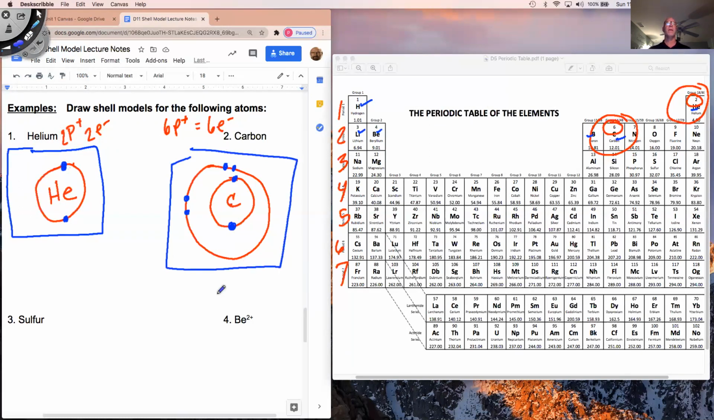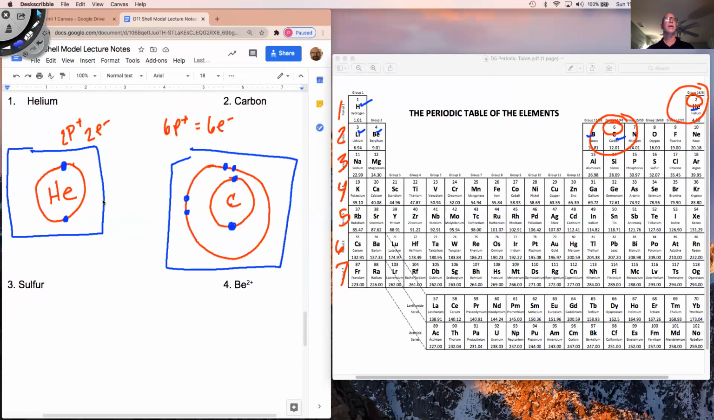Booyah. Let's take a look at sulfur. I wonder if I can move this up a little bit without causing too much damage here. Yeah, I'll move that up a little bit. There we go. It gives me some more space. So let's draw out sulfur. Let's find sulfur. Here's sulfur right here.